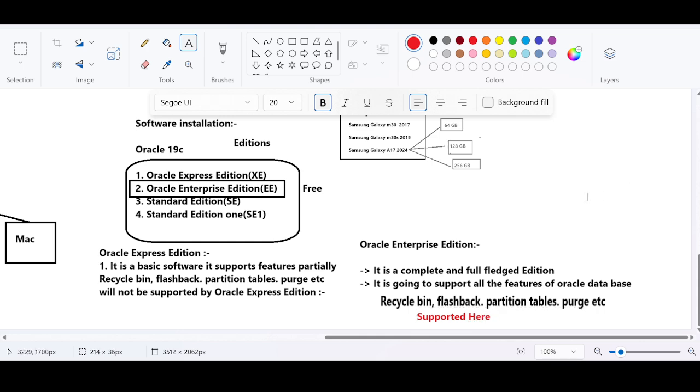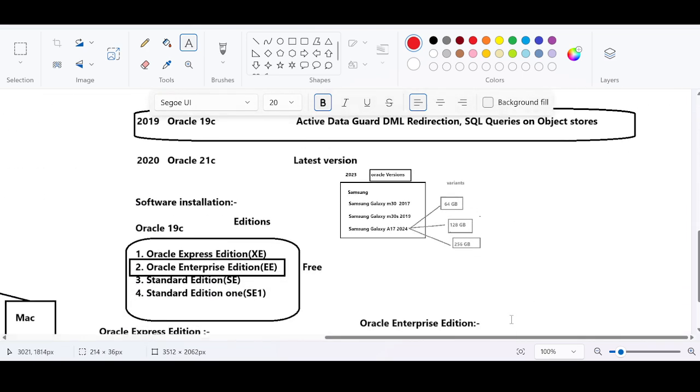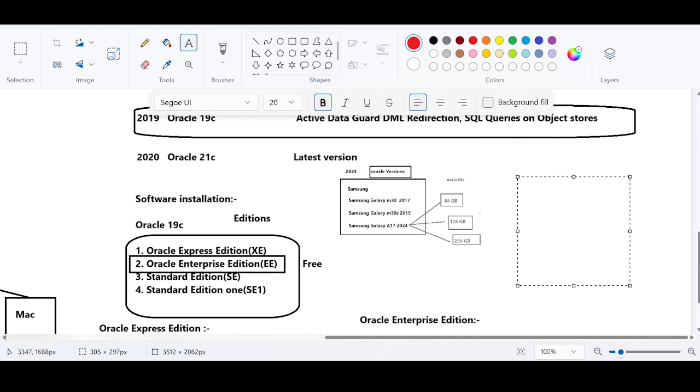Now if I ask you what we are going to download, there are many versions. What software are we going to choose, what version are we going to choose? We are going to choose Oracle 19C. It's the version that we are going to choose. And what edition are we going to choose? Oracle Enterprise Edition.